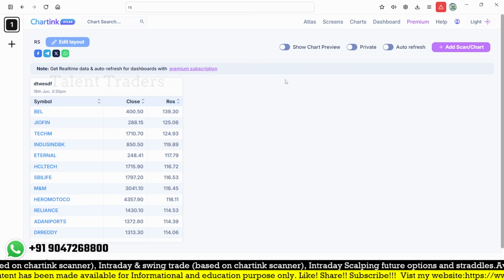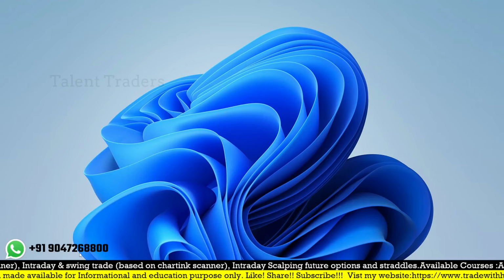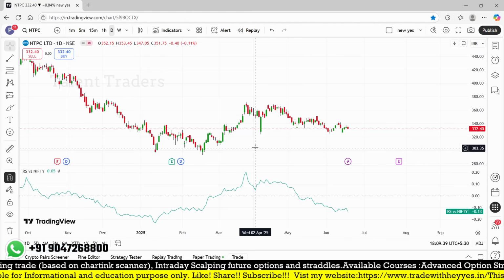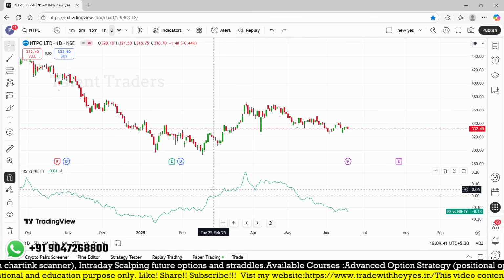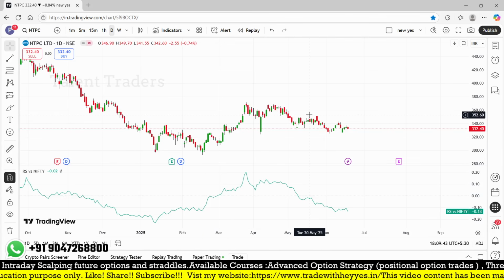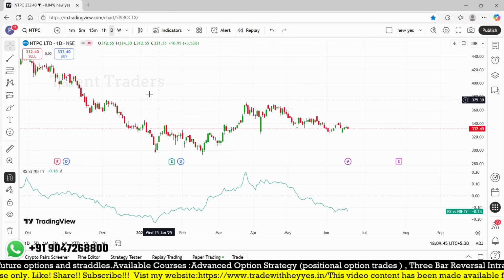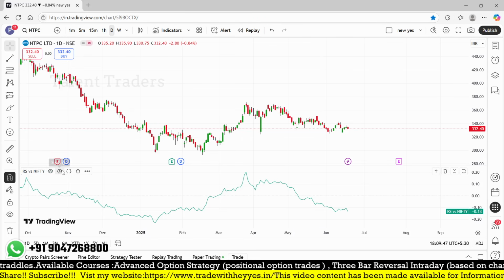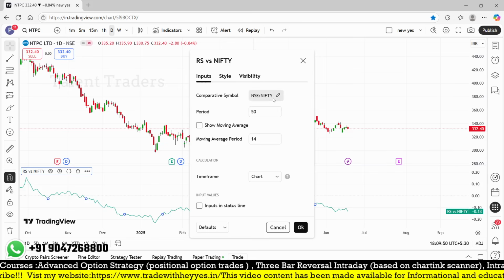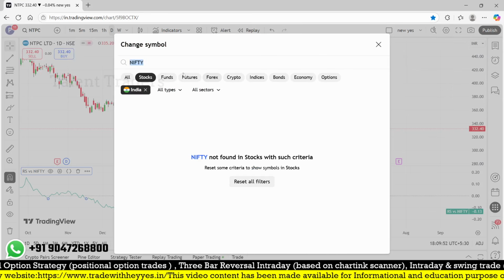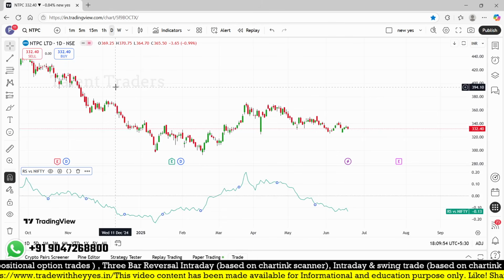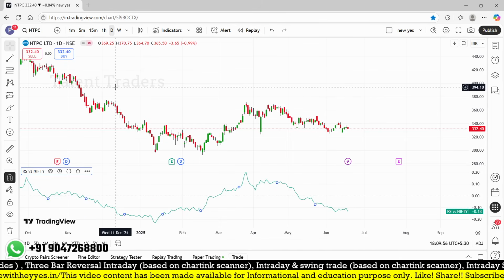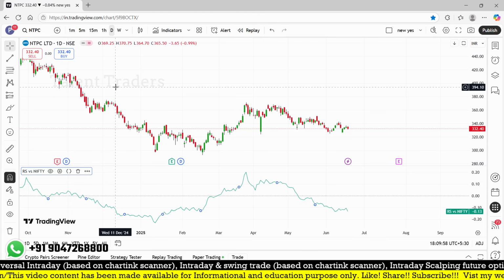I hope you understood the difference between RS and RSI. Both are different. RS is about the relative strength of comparing with another stock or another index. Whatever index you want, you can add there and compare the stocks. I hope this video may be useful and you understand the logic, and thank you so much.